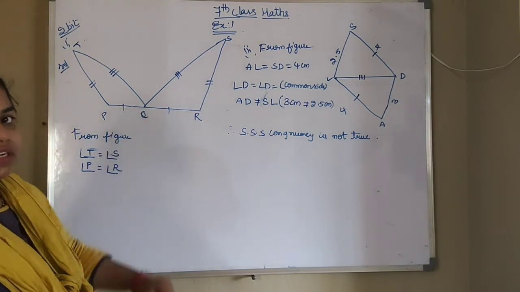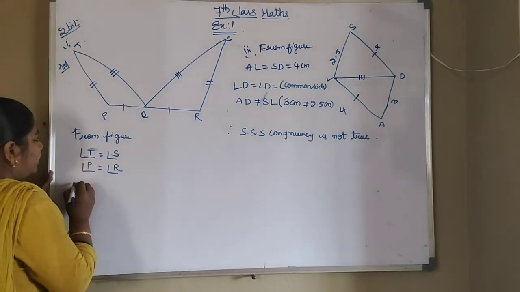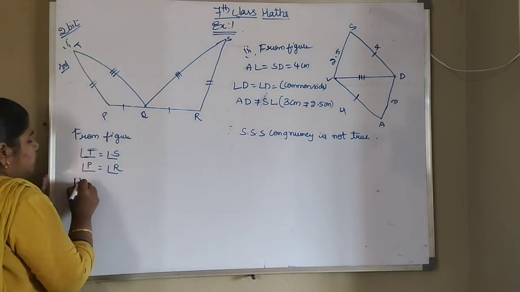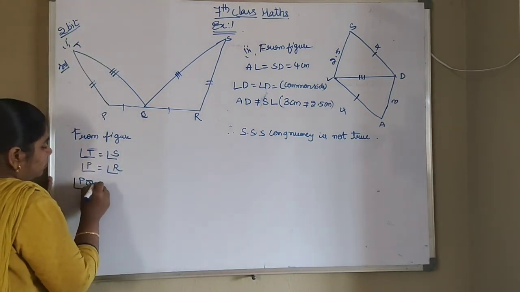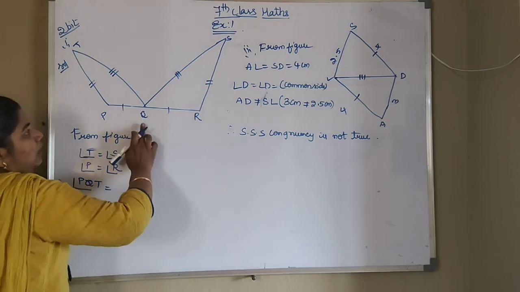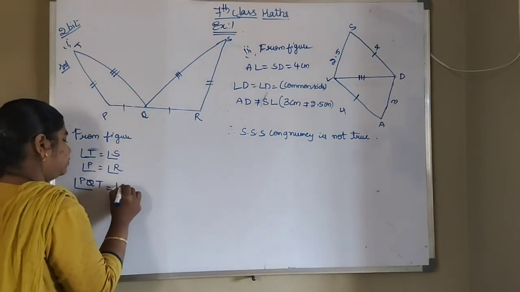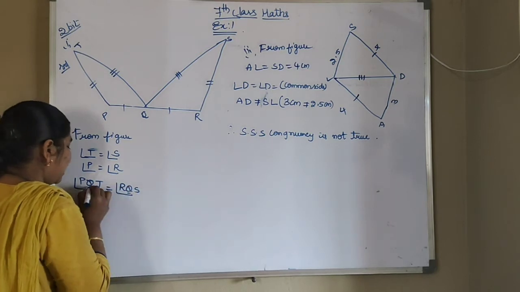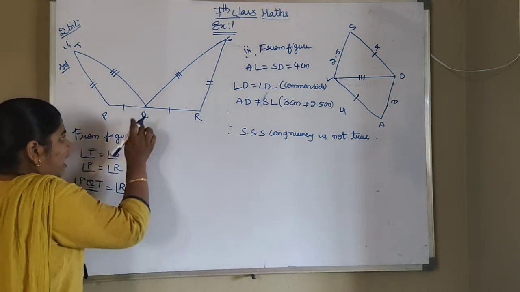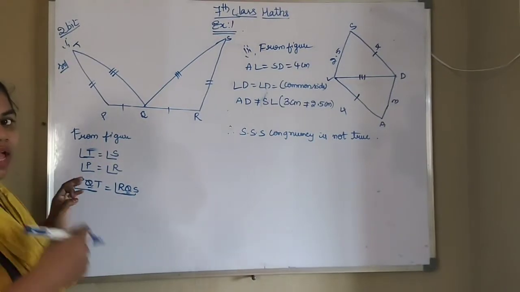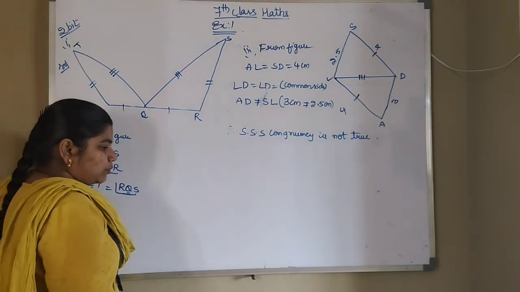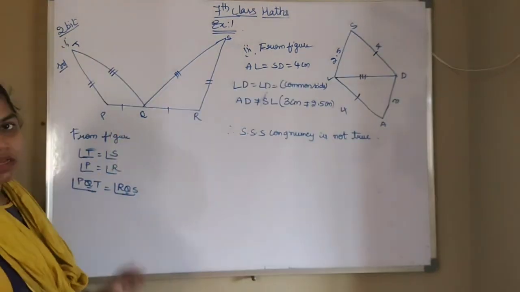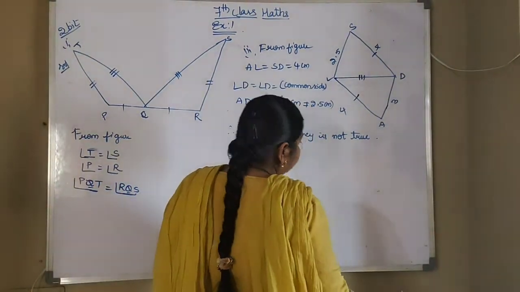So I am writing in 3 alphabets. So how to write that? We can write in the form of PQT is equals to RQS. So middle alphabet is Q, that means we are writing about angle Q. So these are the corresponding angles which are equal in both the triangles. Okay, so next one.